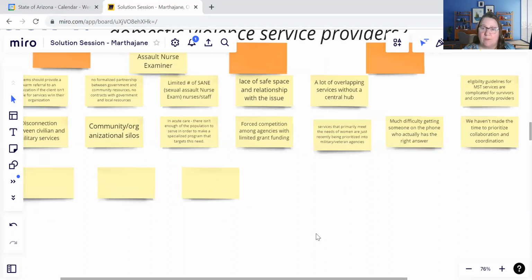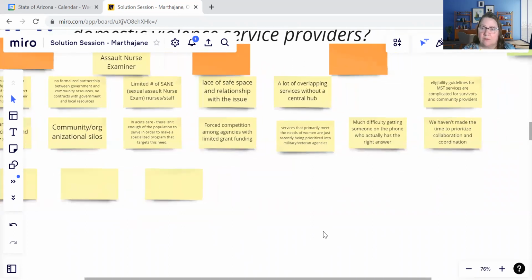So for example, much difficulty getting someone on the phone who actually has the right answer. Why? Why is that so hard? What do you think the reason is that it's so hard to get someone on the phone? Right? So we start getting, you can think about a weed that's growing in your garden. If you come by and just pull the weed from the surface, the root is still there and that weed's going to come back up.